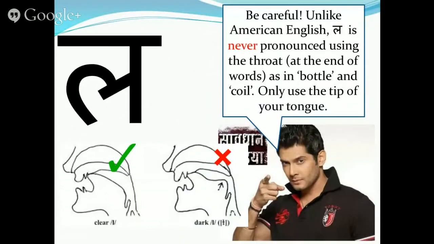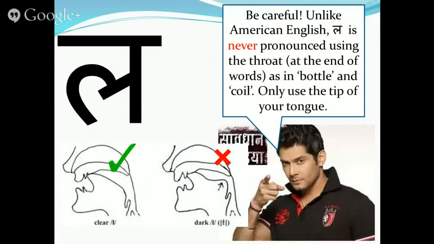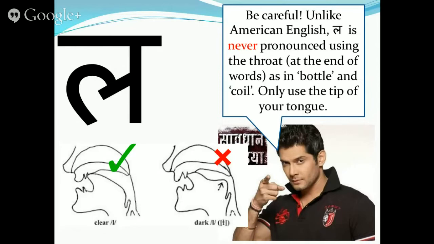But once again, Mr. Sabdhan India here is telling us that unlike American English, the L is never pronounced using the throat. So you probably never thought about this, but in American English, we actually have two L sounds. At the beginning of words like love, notice how your tongue is positioned. Love, love. But then at the end of words, it's a different sound. For many people, bottle, coil. Can you tell the difference between those two?